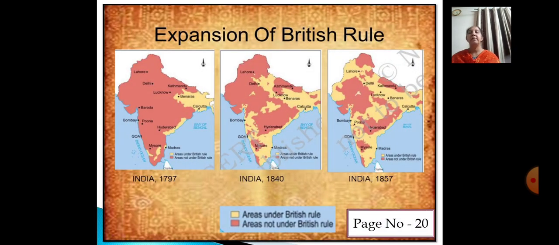Now, children, in the history textbook, page number 20, this map shows the expansion of British rule. It tells you about British rule in the year 1797, how they were ruling our country in 1840, and finally in 1857. If you compare these three maps, you can see that the expansion of British rule increased year after year. In 1797 it is not that much, in 1840 they had annexed a few kingdoms, but in 1857 most of the land was under British rule.